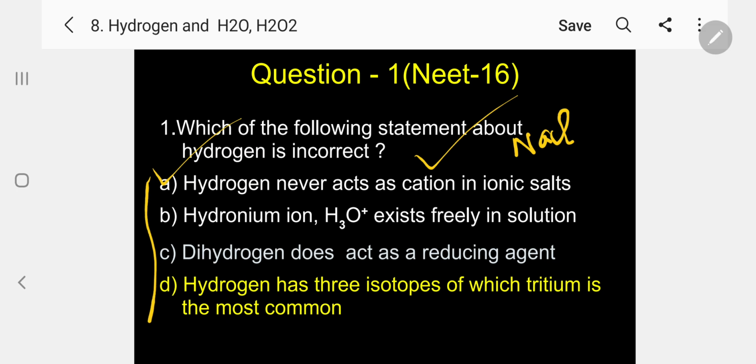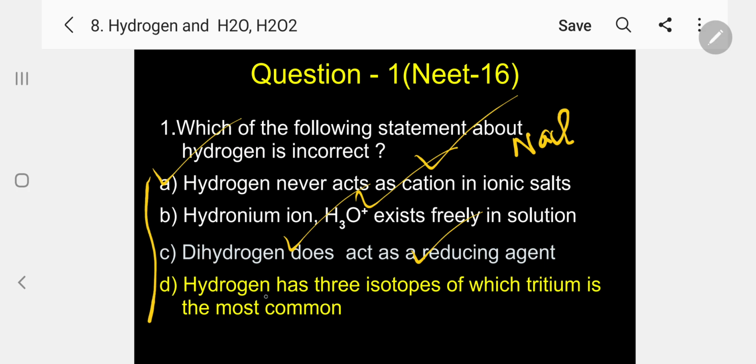It is correct. Hydronium ion H3O plus exists freely in solution. It is also true, because whenever water is present, it will combine with H plus to form H3O plus. It is also correct. Dihydrogen does act as a reducing agent. It is also correct, because, for example, in hardening of oil, the oil is converted into vanaspati solid by passing hydrogen gas in the presence of nickel. So it is acting as a reducing agent. Very, very clear idea. It is also correct.